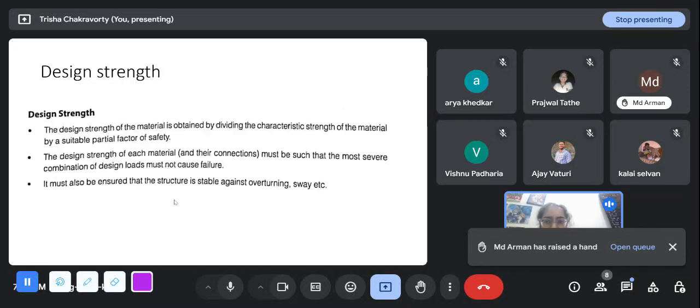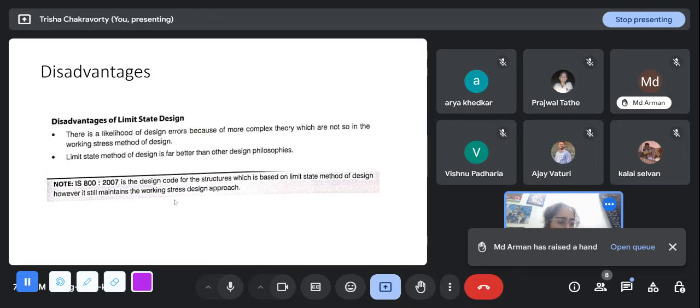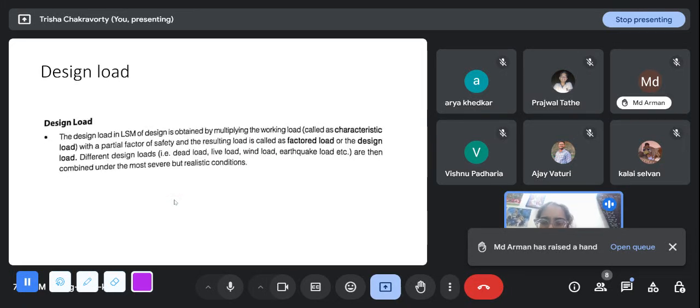And design load and design strength, we'll look at these two topics last today. The design load in the limit state method of design is obtained by multiplying the working load with a partial safety factor, and the resulting load is called the factored load or the design load. Different design loads, that is dead load, live load, wind load, earthquake load, are then combined under the most severe but realistic conditions. Again, these combinations are used, we don't use the worst combinations.